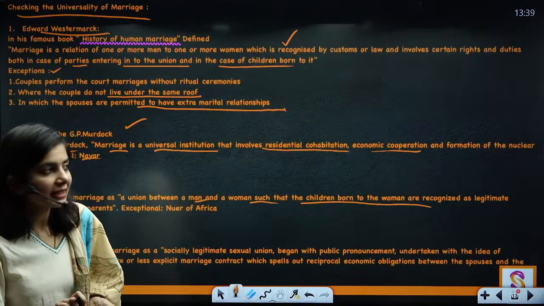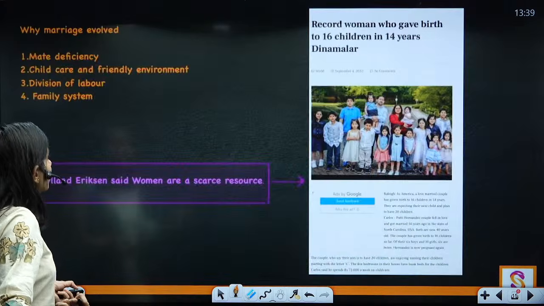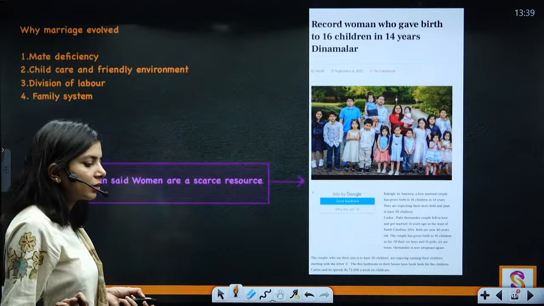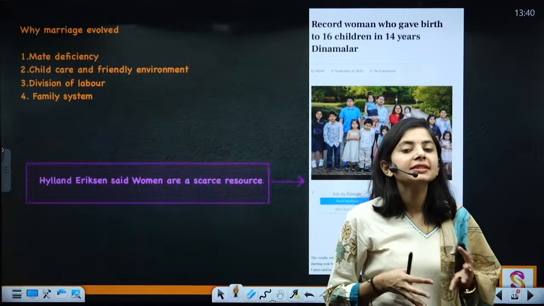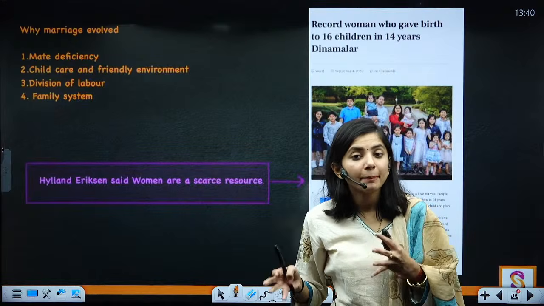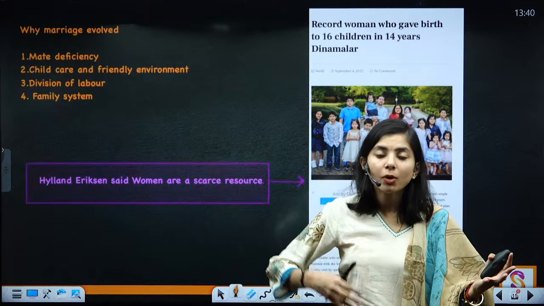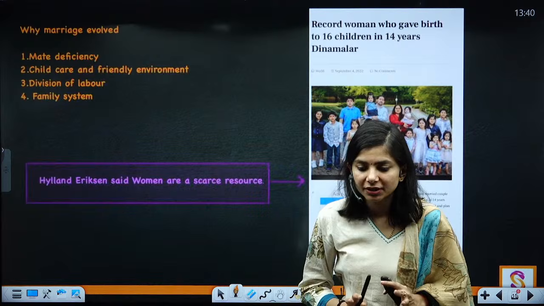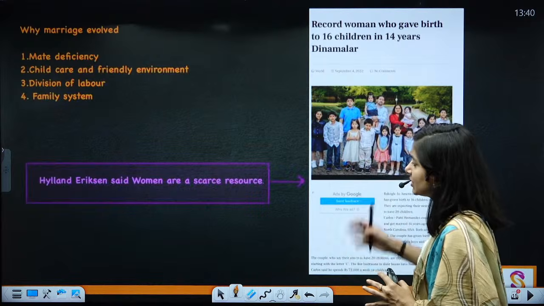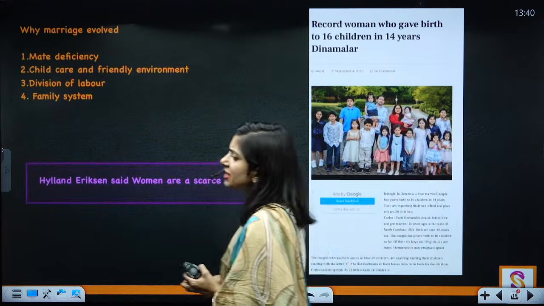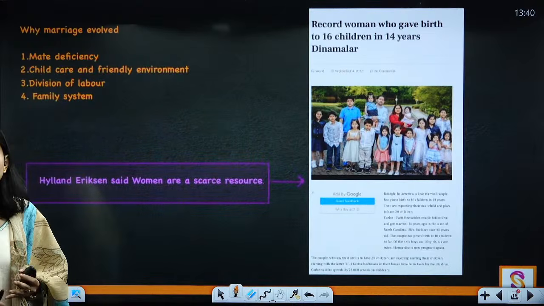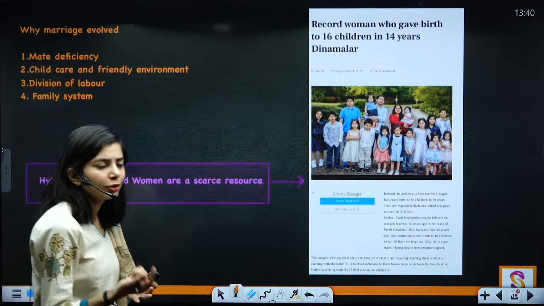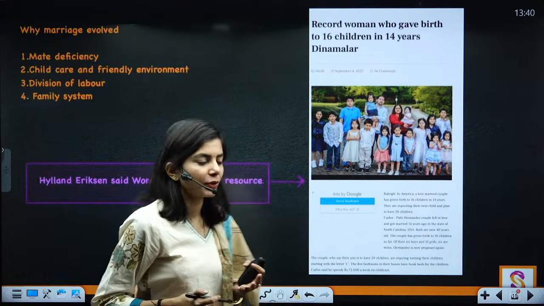As a conclusion, you can mention that the definition of marriage is not universal, but marriage in one form or the other is universal. Okay, fine. Next part is why marriages are involved, meaning why marriage is unique to human beings. Why are people engaging in marriage? I mean, why is it so important?